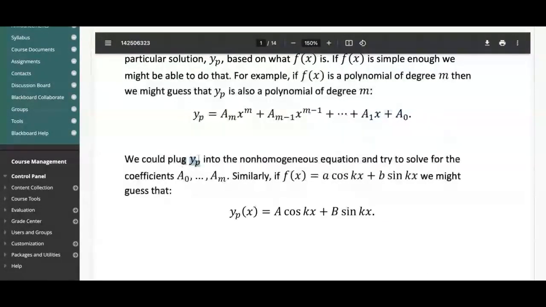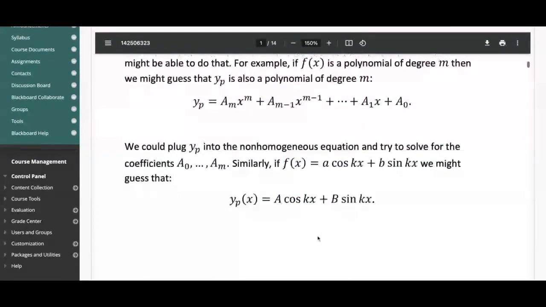Then we could plug a particular solution into the non-homogeneous equation and try to solve for the coefficients. Like in the presentation, we see they did this. So similarly, if f of x is related with cosine and sine, we also guess the same.